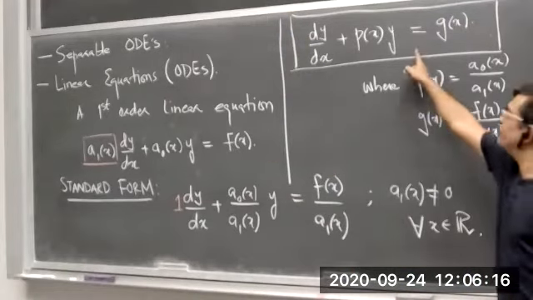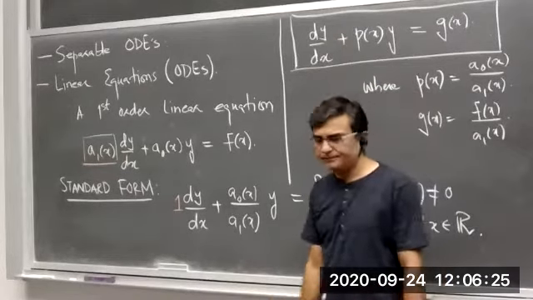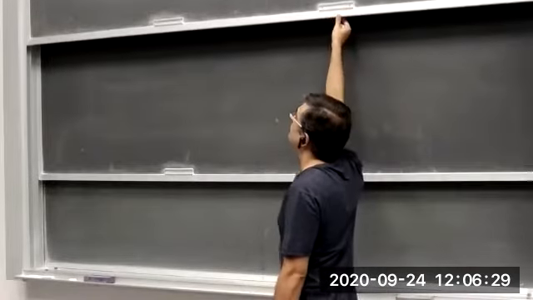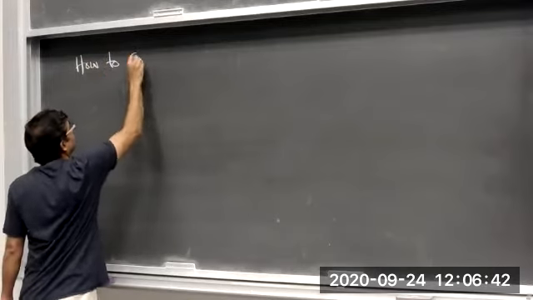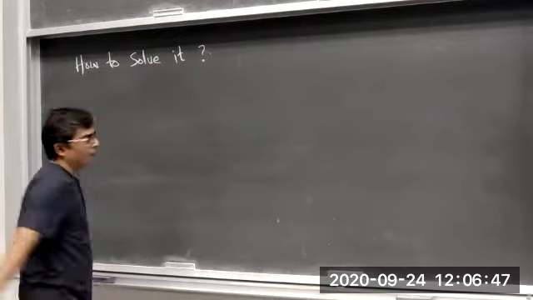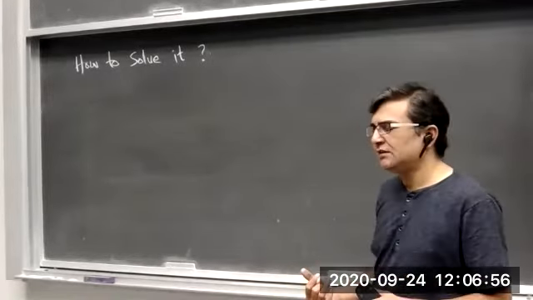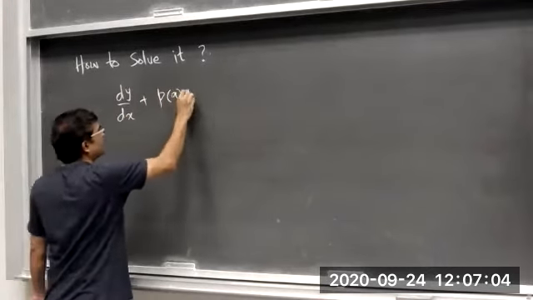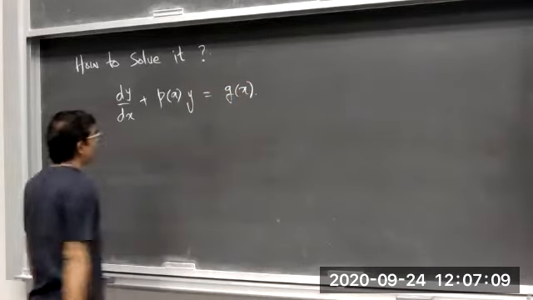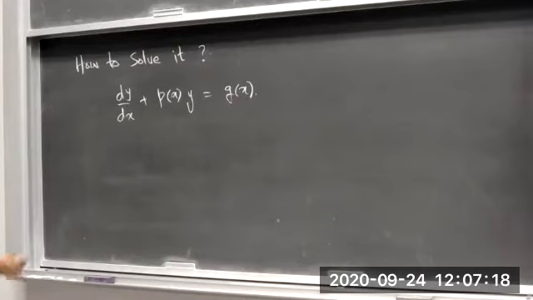We have to solve this equation. Whenever we are given this kind of differential equation, first we have to convert it into the standard form of the linear equation. And how do we solve it? If it is a first order differential equation, you know that we have to integrate that equation one time. So whenever we have a differential equation of the form dy by dx plus p of x y is equal to g of x, we cannot integrate it straightforward. We have to do something in order to integrate both sides.